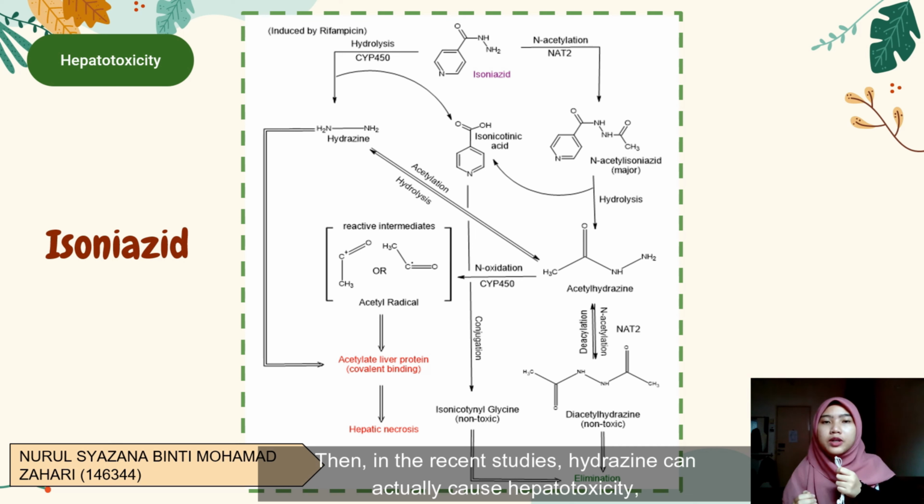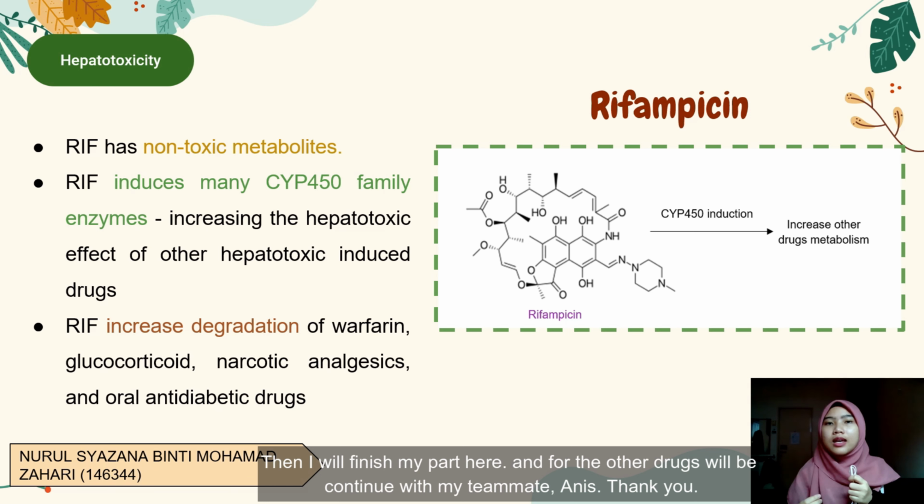When the degradation increases, the toxic metabolite of this drug will accumulate in the liver. And in this study case, rifampicin will increase the hepatotoxic effect of isoniazid and pyrazinamide. Then I will finish my part here, and for the other drugs, we'll continue with my teammate, Anis.